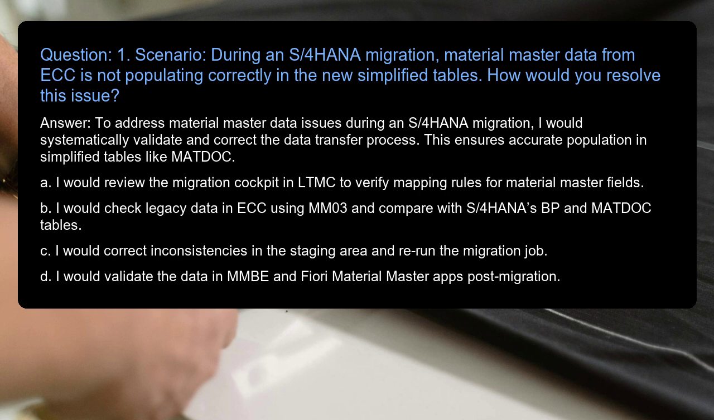A. I would review the migration cockpit in LTMC to verify mapping rules for material master fields. B. I would check legacy data in ECC using MM03 and compare with S/4HANA's BP and MATDOC tables. C. I would correct inconsistencies in the staging area and rerun the migration job. D. I would validate the data in MMBE and Fiori material master apps post-migration.